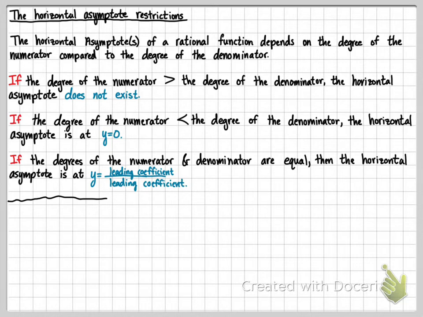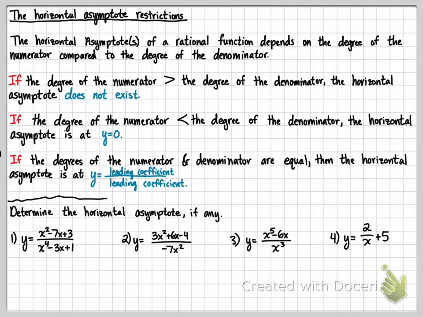If the degree of the numerator and denominator are equal, then the horizontal asymptote is at y equals the leading coefficient over the leading coefficient. So let's put all this together by looking at 4 examples here. It says to determine the horizontal asymptote, if any. First of all, we have to make sure they're in standard form, which it is.